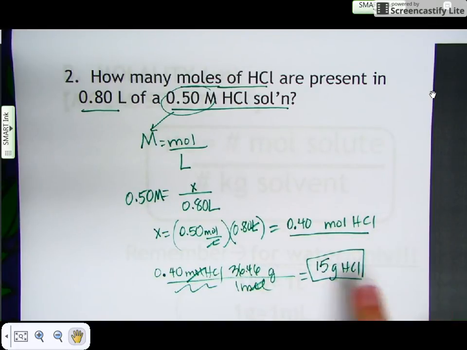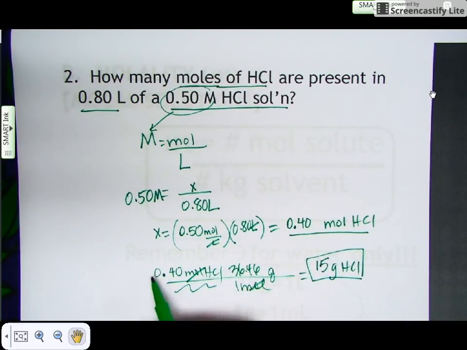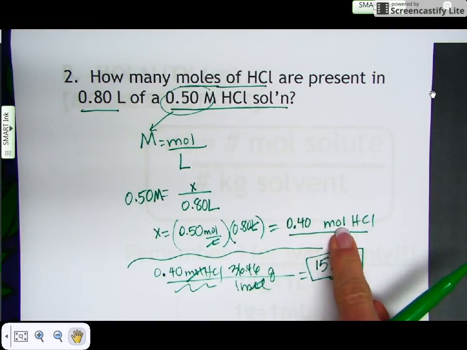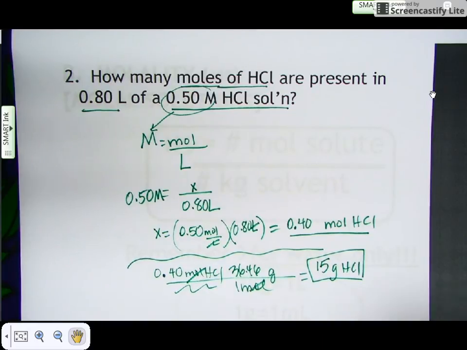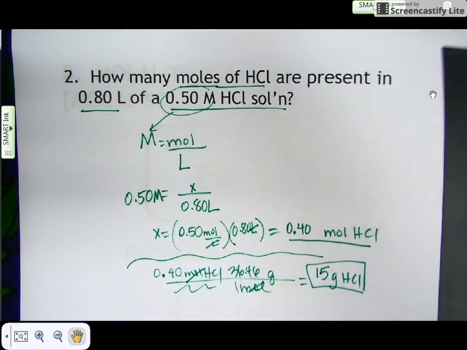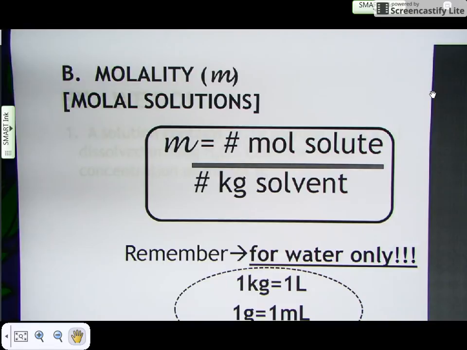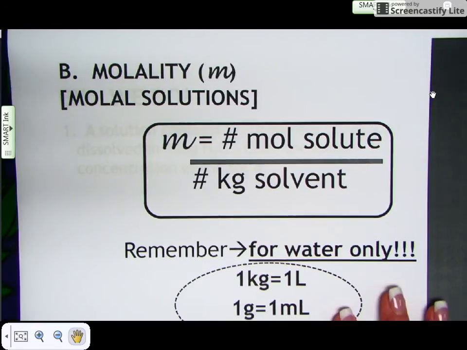Now again, this problem did not ask for the mass, but this was just sort of an aside here. What if they wanted you to go to grams? So you take your moles and convert it to grams. All right, so that is molarity. The next video lesson will be on molality.